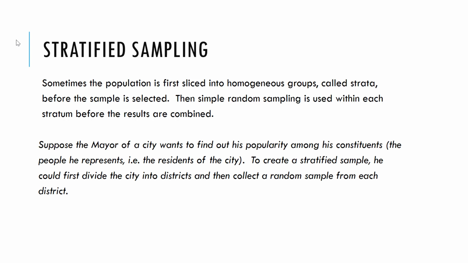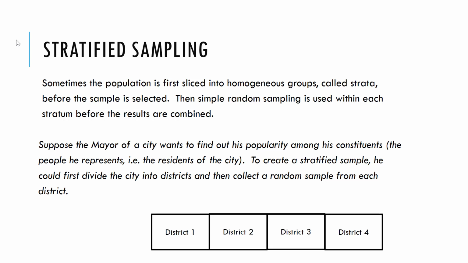Suppose the mayor of a city wants to find out his popularity among his constituents. To create a stratified sample, he could first divide the city into districts and then collect a random sample from each district. This is an example of stratified sampling.